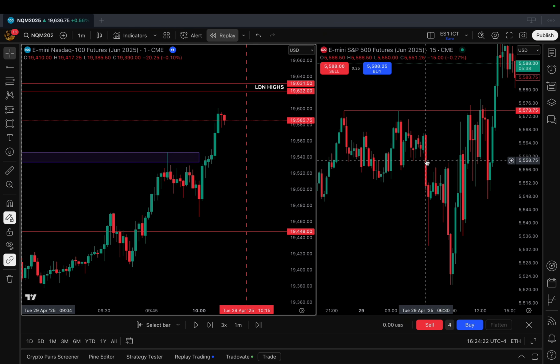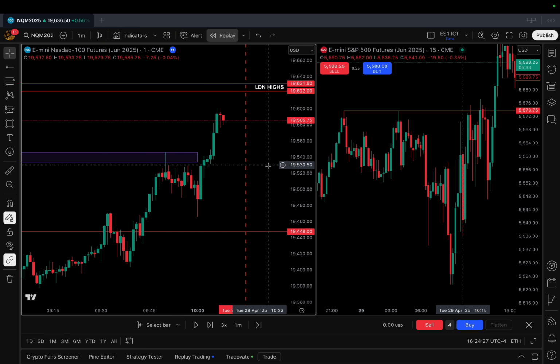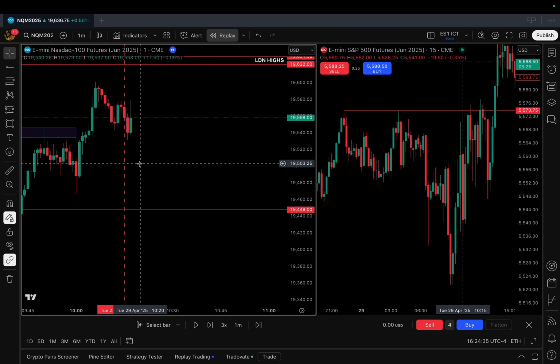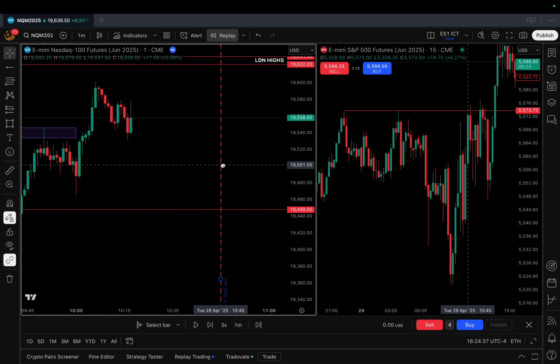Is price likely to draw towards London highs and equal highs on ES? Absolutely. Does that mean you should be taking a position? No. So now let's fast forward through this first AM. Okay, so now we're at the end of the first day of macro. There's going to be no positions there. Let's simply move our line.